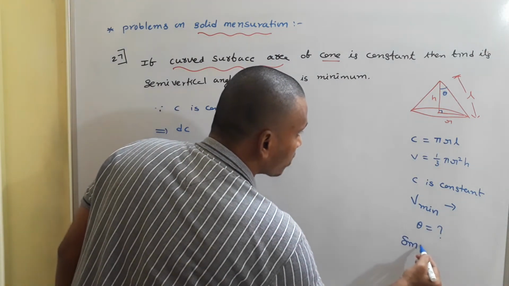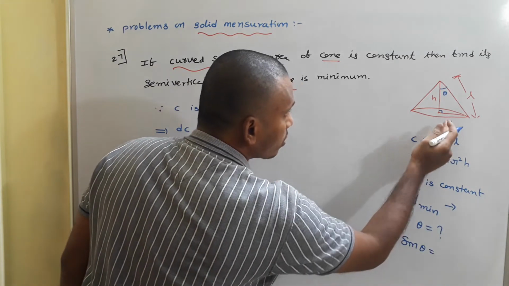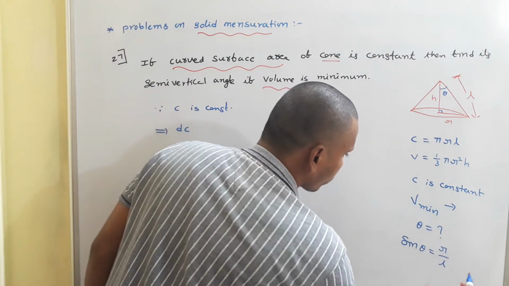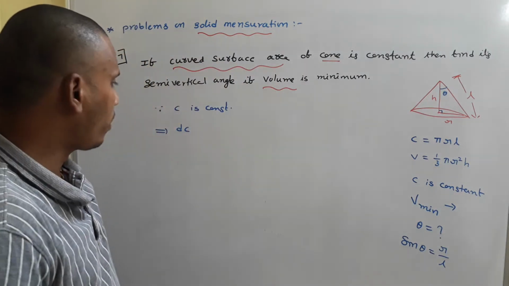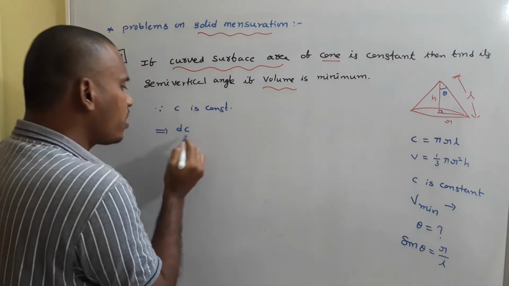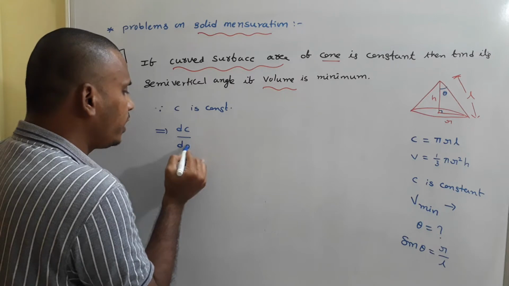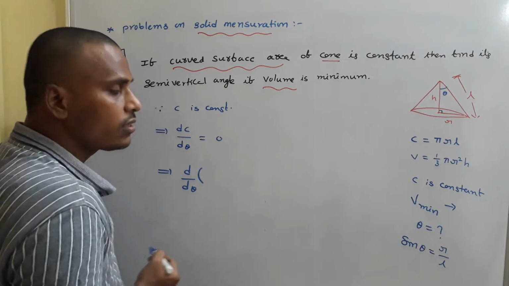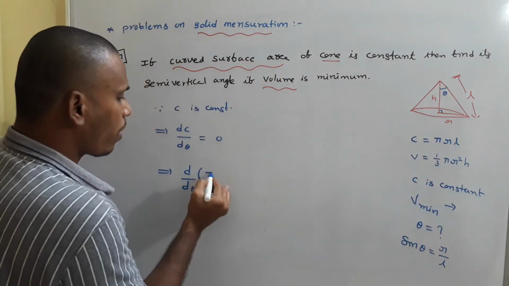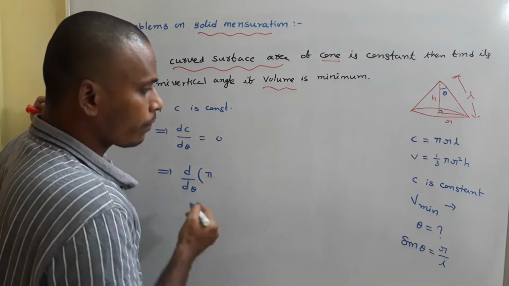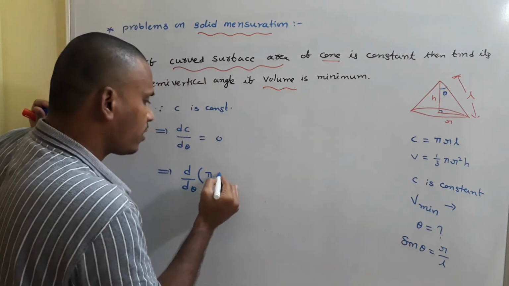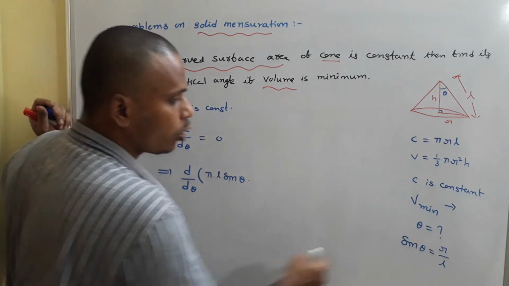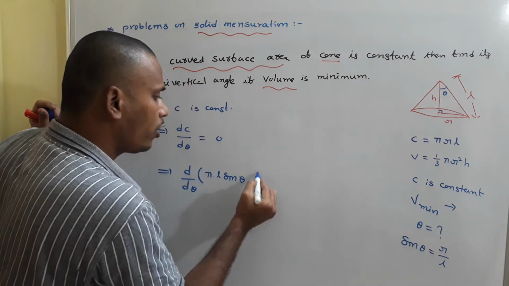So from this diagram, what is sin theta? Sin theta is equal to opposite by hypotenuse. You may use sin theta is equal to r by L. Since C is a constant, its differentiation is always 0. So dC by d theta is equal to 0, and that implies d by d theta of C. What is C? Pi r L. So pi into r L. I am just replacing r with L sin theta. Since our target is to find theta, you just pay attention on theta. Pi into L into L sin theta, because r is equal to L sin theta, is equal to 0.